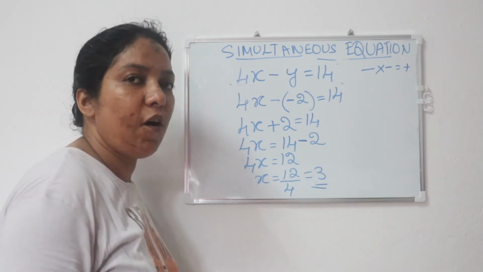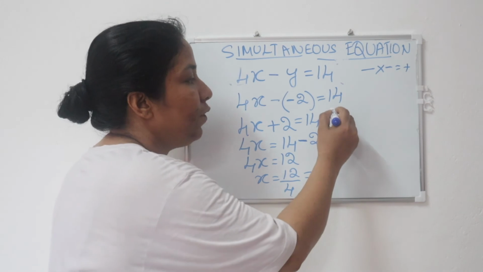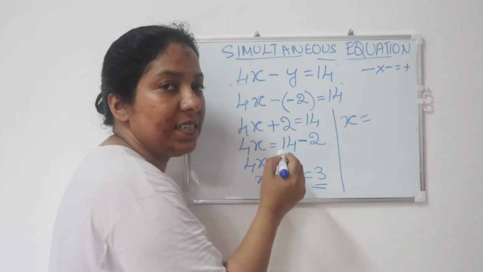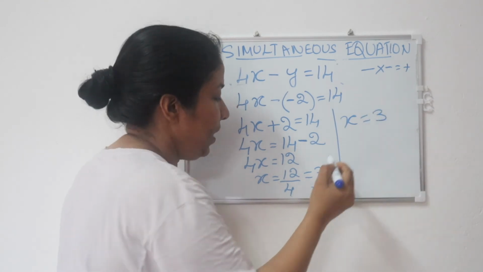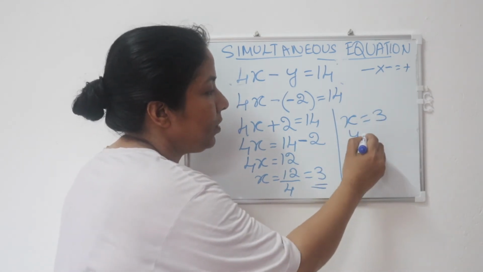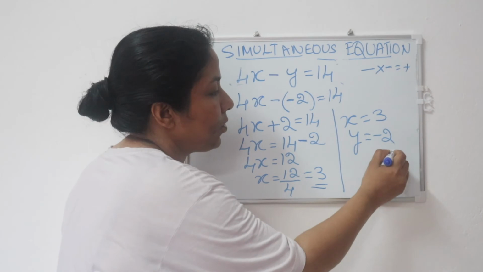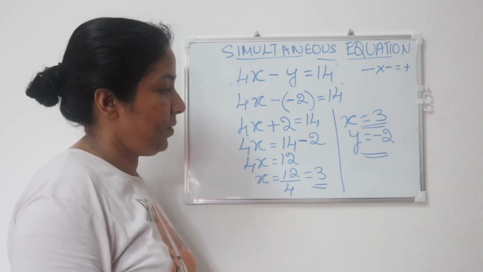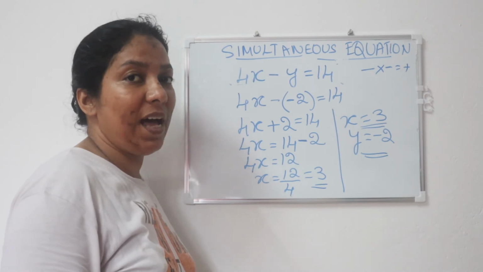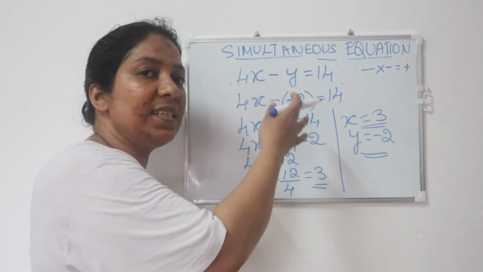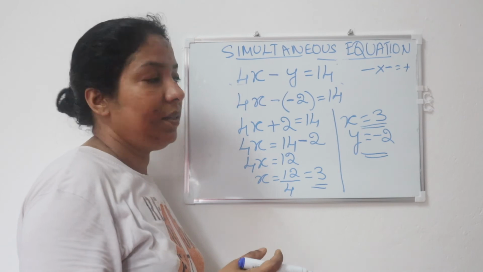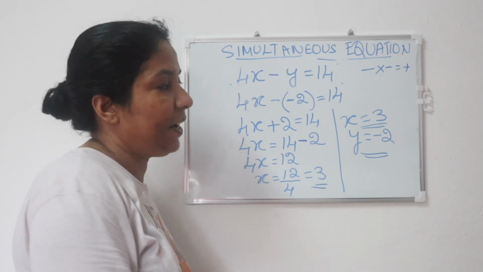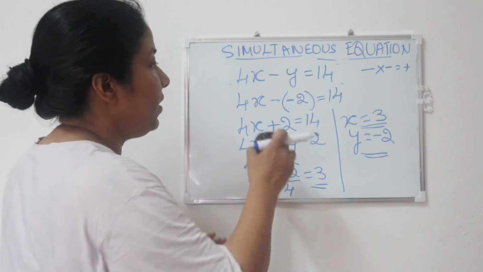So what is the value of x? It is 3. Therefore finally let us consider the answer. We are getting x is equal to 3 and y is equal to negative 2. So these are the solutions for the two unknowns. If you want to verify the answer, consider any one of the equations, substitute and check whether it is verified. Okay, let us verify.